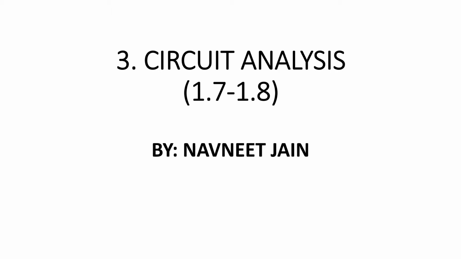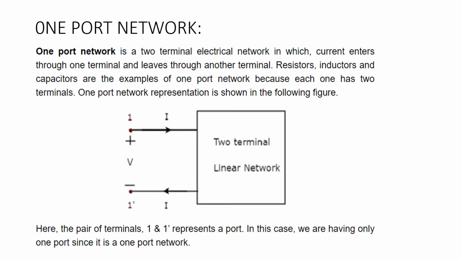Next, one port network. One port network is a two terminal electrical network in which current enters through one terminal and leaves through another terminal. Resistors, inductors, and capacitors are the examples of one port network because each one has two terminals. One port network representation is shown in the following figure by the block diagram.